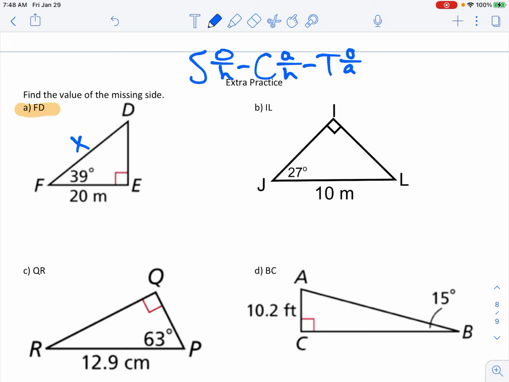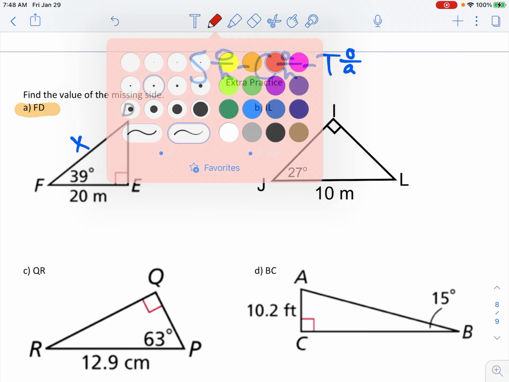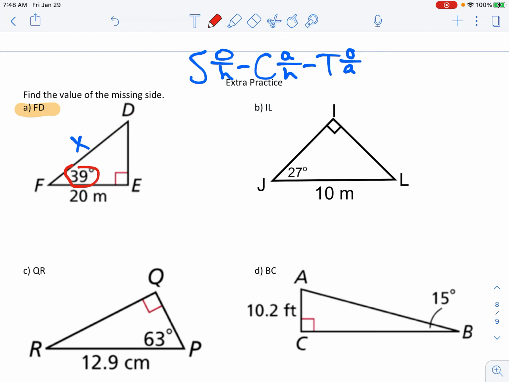Let's label our sides first. If I start at the angle and I go across, that's opposite. Across from 90 is hypotenuse, which makes the last side the adjacent. Cross out the letter that has nothing on it, so I'm left with A and H. I notice that's cos. So cos 39 is equal. I need A first. I need H second.